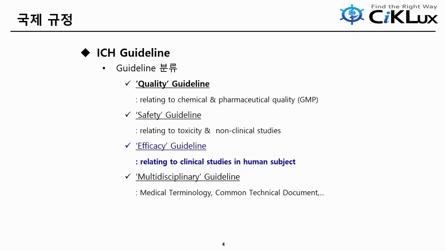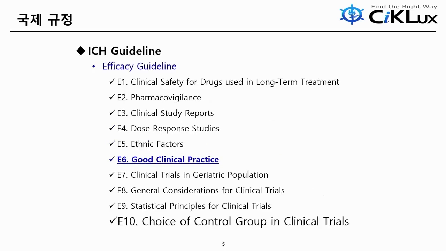For the ICH guideline, you see that there is an efficacy guideline, which relates to the clinical studies in human subjects. And of the efficacy guidelines, my focus today is E6, which is the good clinical practice. But I will focus on R2, as I said. But E8, the general considerations for clinical trials, will be incorporated into the R3 of E6.